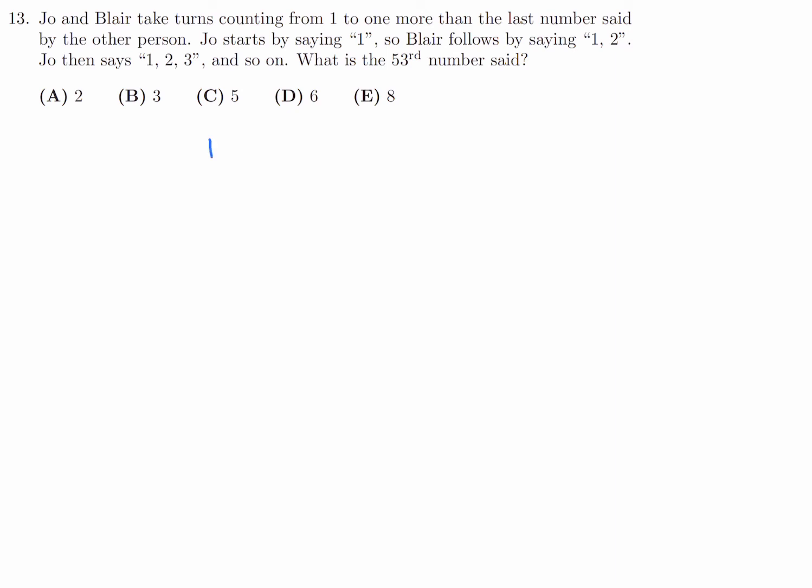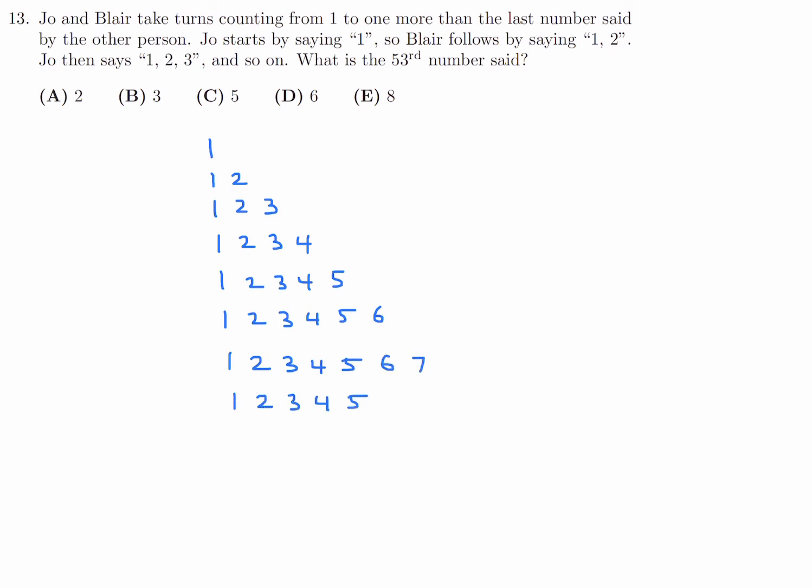So the first person says 1, the next person says 1, 2, the next person says 1, 2, 3. The next person then says 1, 2, 3, 4. And then the next person says 1, 2, 3, 4, 5, and so on, right? You get the pattern. So we have to make this list long enough so that I eventually get to the 53rd number that has been spoken. Well, I think I'll have to probably do a few more. 1, 2, 3, 4, 5, 6. Oh, I forgot a 7. 7, 8, 9, 10.